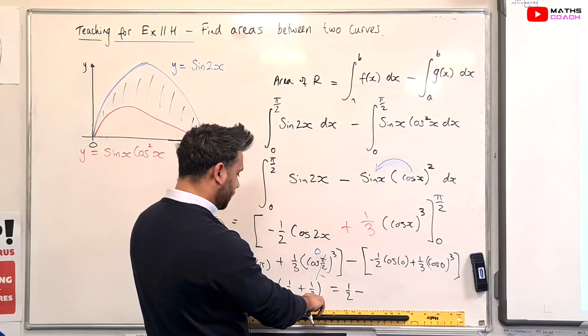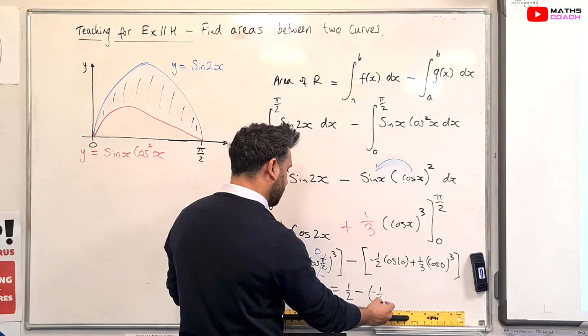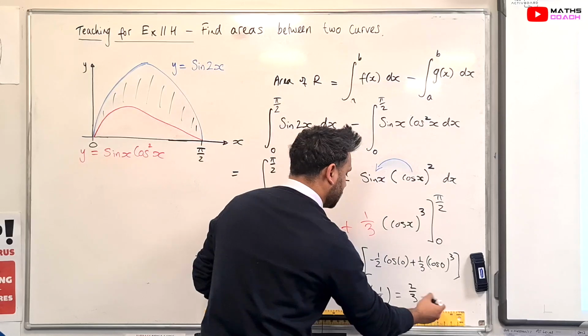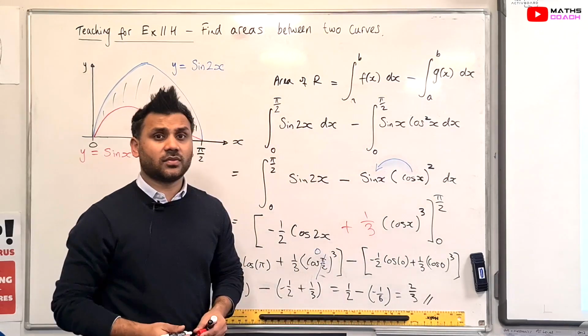Minus, so minus a half plus a third gives you minus 1/6. Right, so that gives you 2/3. So the area between the two curves is equal to 2/3.